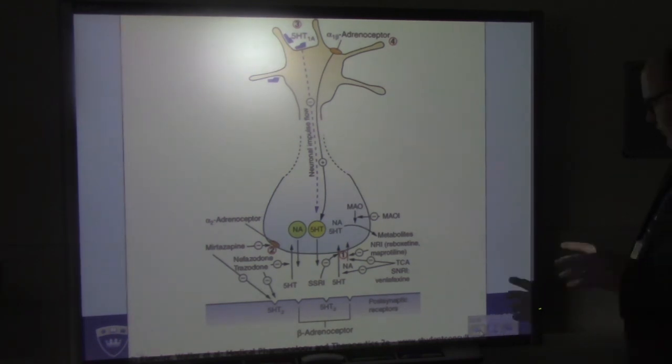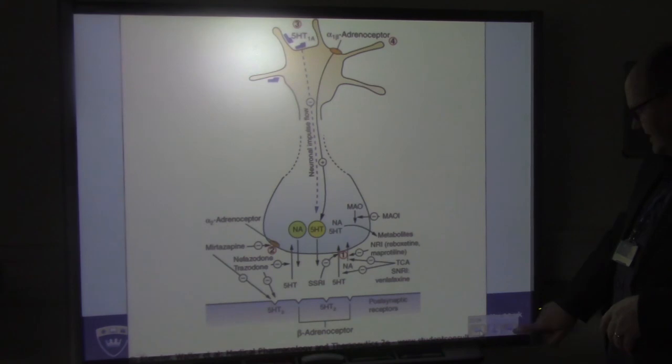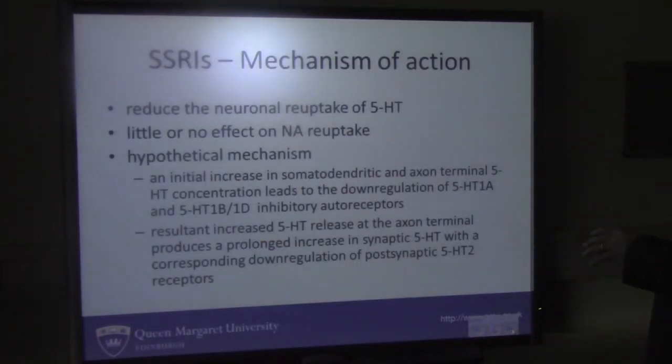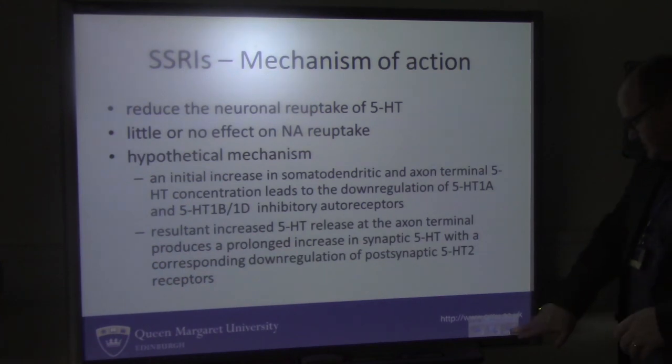But actually, what you find is when the levels rise, you get a downregulation of those autoreceptors. So the sudden surge and increase causes a downturn in the production of the autoreceptors. They're less likely to inhibit the release of more serotonin, therefore more serotonin is released. And at the same time, it's not been taken back up. So more of it stays around in the synaptic cleft, and is going to work on the postsynaptic receptors.